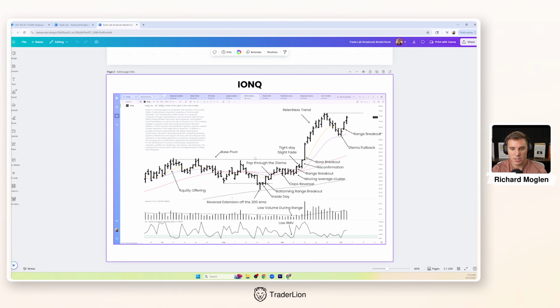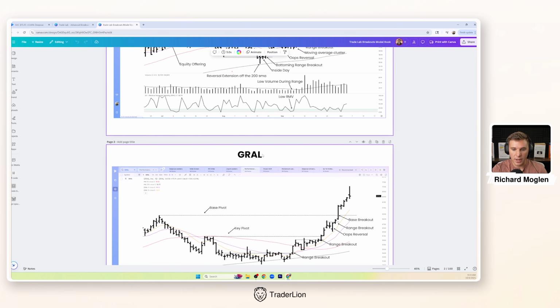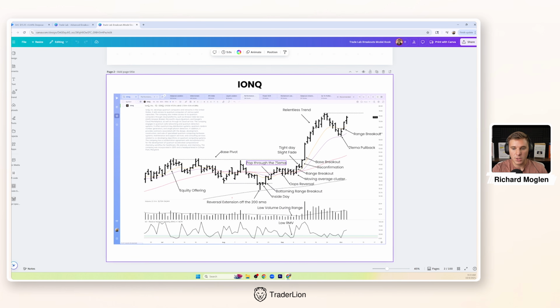So enjoy this model book. There's a lot of great examples recently. Grail, really great breakout as well. So there's so much to study recently. And also there's a bunch of historical examples in here from the Trader's Handbook, Breakouts model book that I'm including. So enjoy it and look out for that later today.